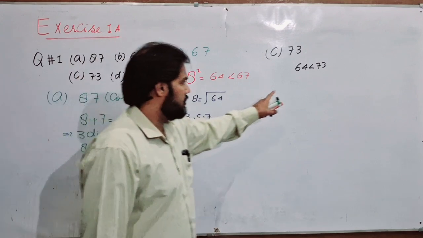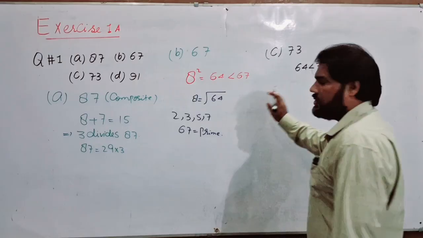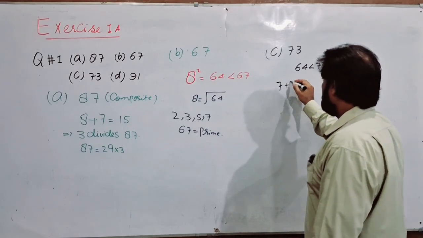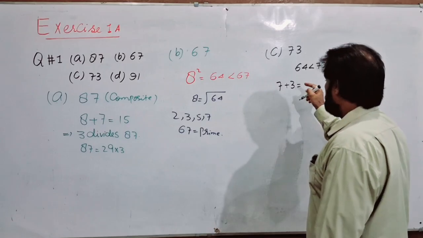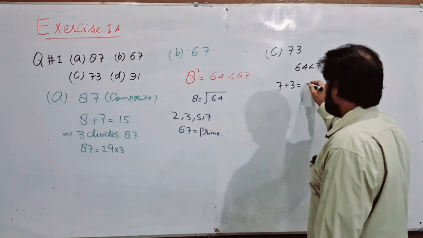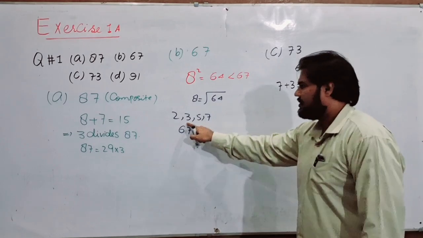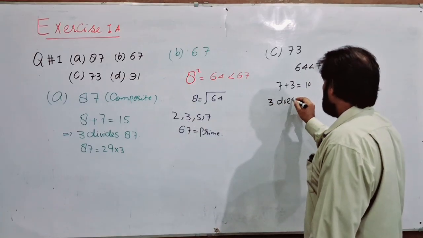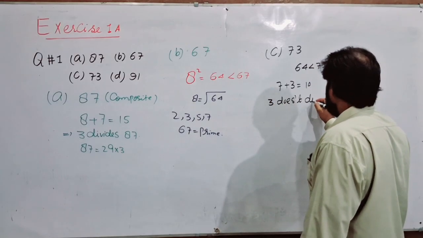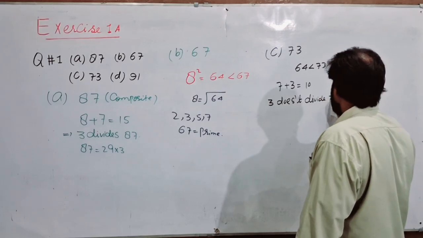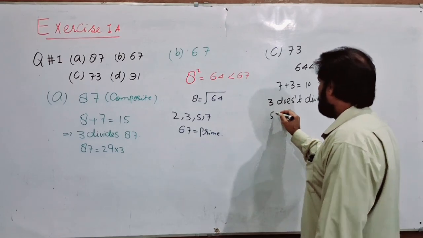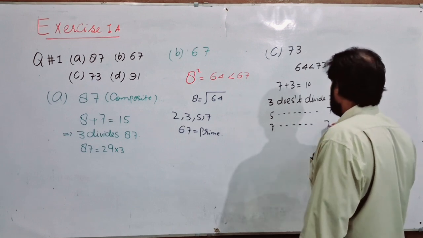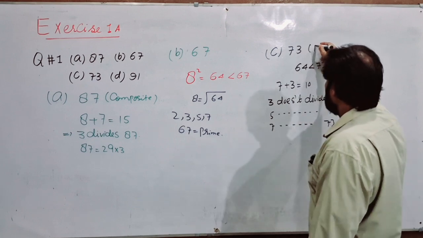Is this number divisible by 3? What is the criteria of divisibility of 3? We have to take the sum of the digits of this number. This is equal to 10. Is 10 divisible by 3? No. This implies 3 does not divide 73. Similarly, 5 does not divide 73. Lastly, 7 also does not divide 73. This shows this is also a prime number.